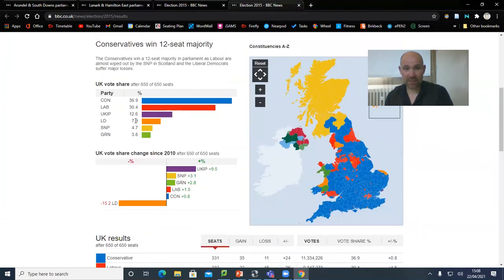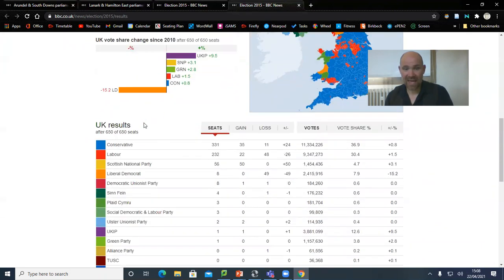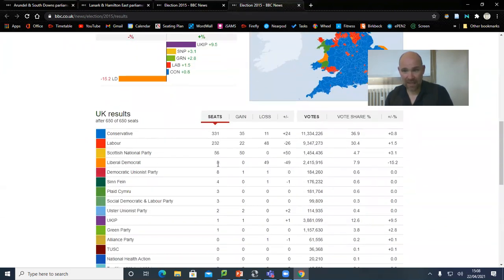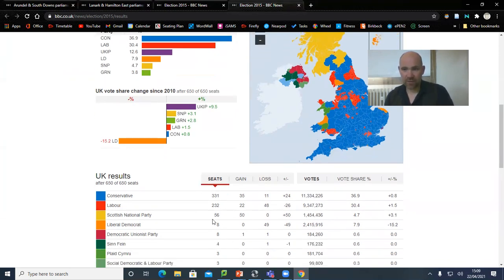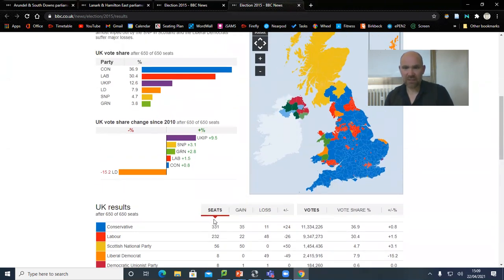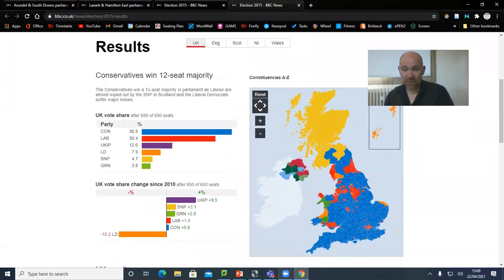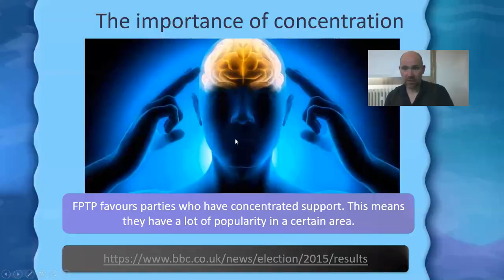The Liberal Democrats, 7.9% of the vote. That's almost 8% of the vote, and they get 8 seats. But the SNP, because their vote is concentrated all in one place, get 4% of the vote, or 5% if you want to round it properly, and they end up with 56 seats, which is definitely one of the features of first past the post, that you need a significant number of voters all living in one place.